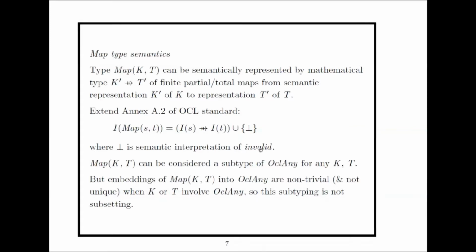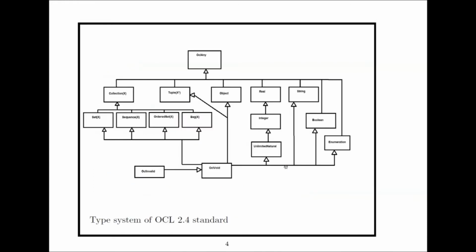Invalid elements represent essentially an exception, some exceptional situation. Now, maps can be considered to be a subtype of OCL any, so this type structure that we have here still makes sense if we add a map type. Maps are not collections, they're going to be essentially the same status as a tuple type here, but they could be subclasses, a subtype of OCL any.